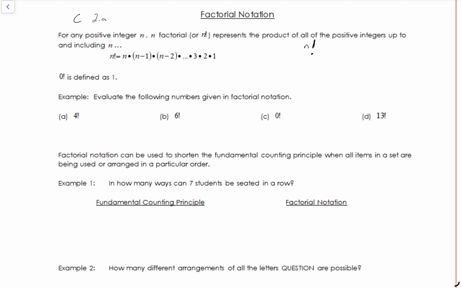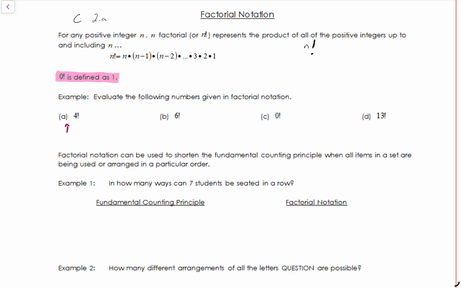Now, that's probably not very useful to you. We're just going to spit out a definition right away. And that definition is 0 factorial is 1. Otherwise, this factorial business just won't work. So evaluate the following numbers given in factorial notation. Now, your calculator should have a factorial, and it will be an exclamation mark.